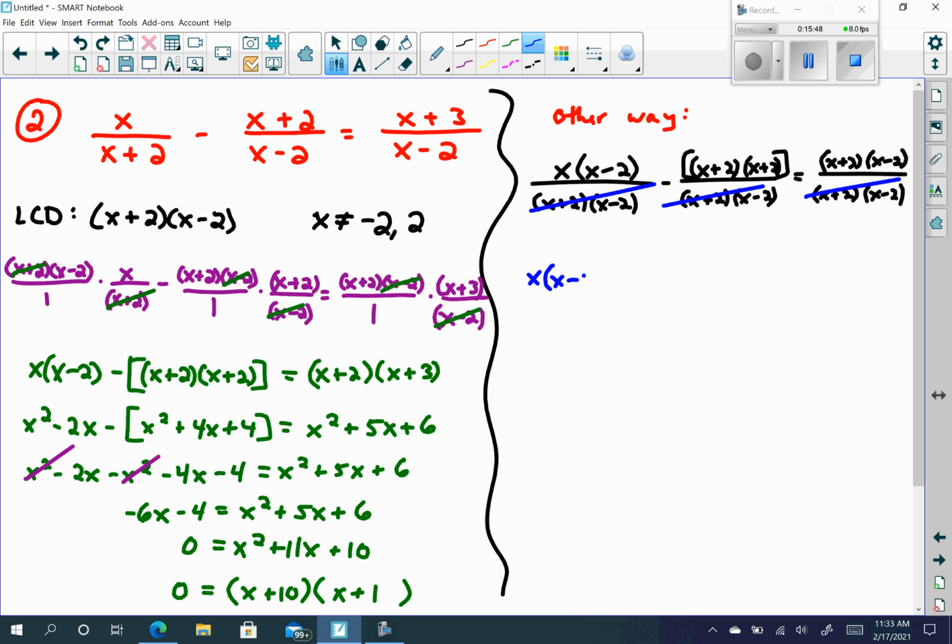x times the quantity x minus 2 minus the quantity of the product of these two binomials. And then equals the quantity of x plus 3. That should have been an x plus 2 here. And then we can continue from there. So at this point, those two parts are the same.